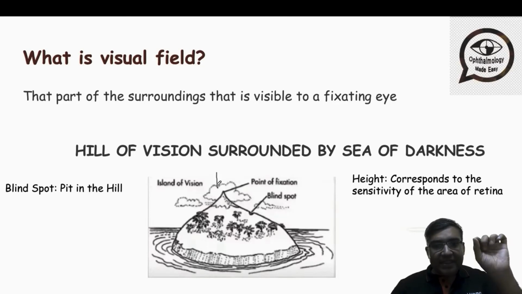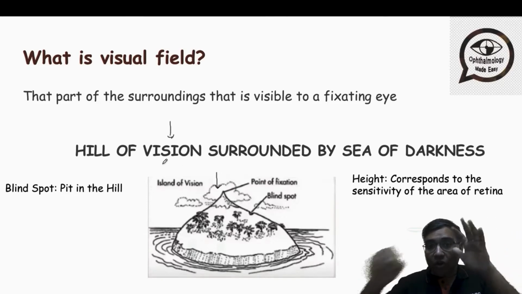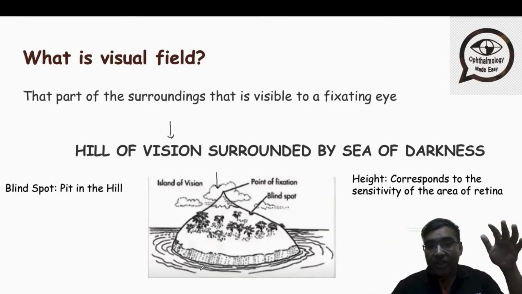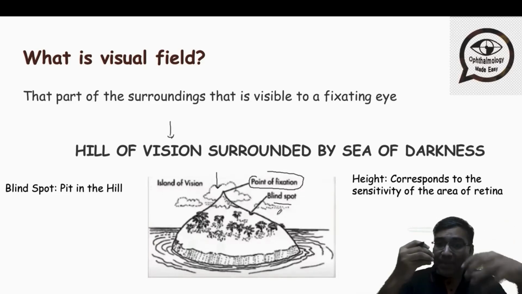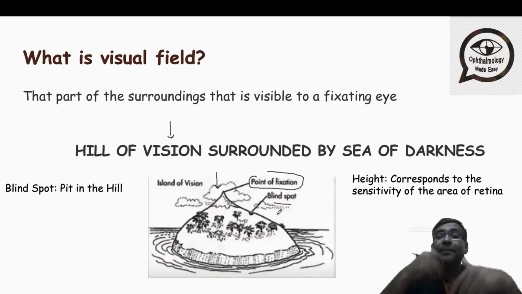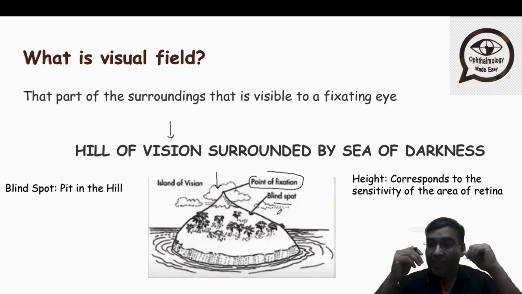So if you can see in this diagram, this is basically a hill which is surrounded by sea. So you can call it a hill of vision which is surrounded by a sea of darkness. Now here you can see the top of the hill, that is basically the point of fixation, and here you can see another excavation also which is called blind spot. Now what is basically a blind spot or pit in the hill? It basically corresponds to your optic nerve head.